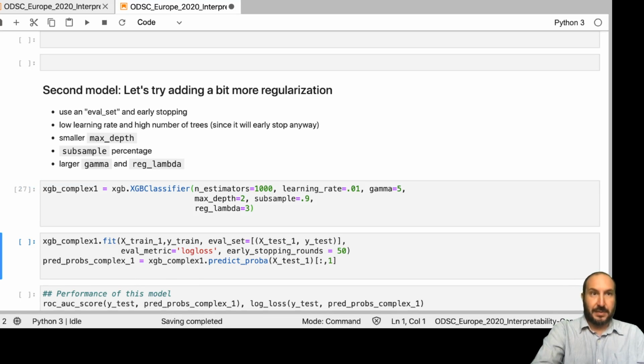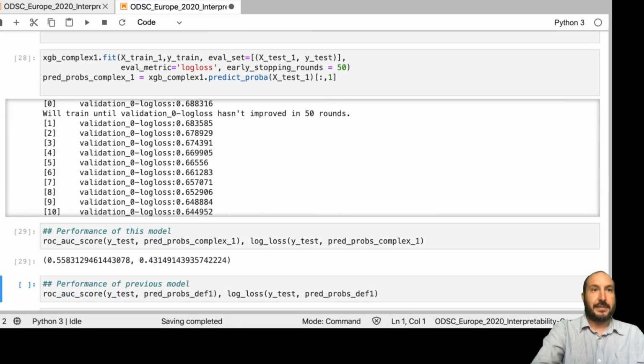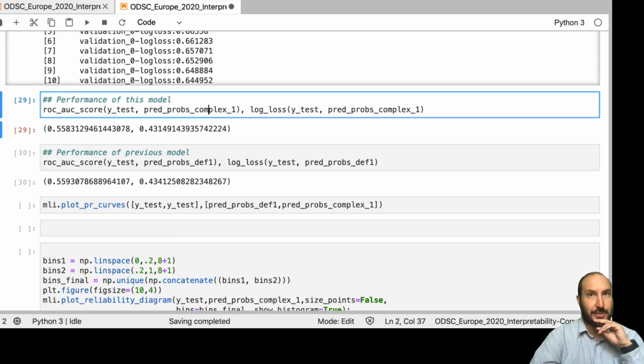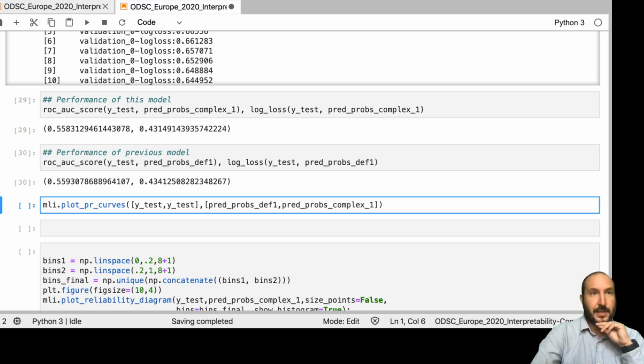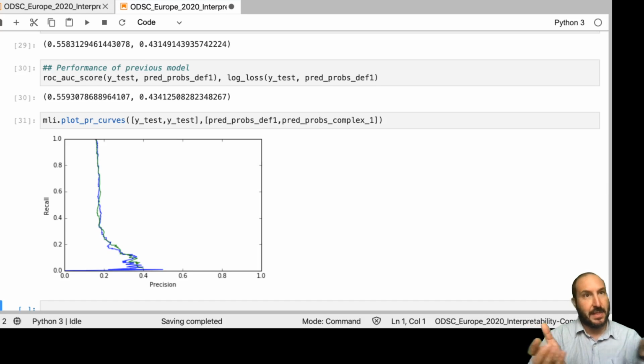The upshot is I'm going to run this model, and if you compare this second model, what I call complex 1, versus default 1, it's not really a huge difference in the numerical metrics. And if I look at the precision recall curves, again, not really a big difference in the performance. So our numerical indicators of the performance of these models is that they're really about the same.